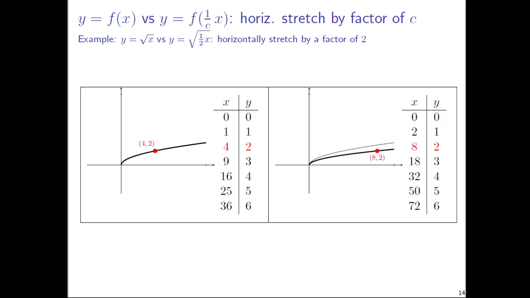Then in the same way, instead of doing x times c, if you do x divided by c, so you have y equals f of x versus y equals f of (1 over c times x), this should be a horizontal stretch by a factor of c. So for example, y equals root x versus y equals root of (a half x). The picture stretches out horizontally. So the point 4, 2, by stretching horizontally, is now at 8, 2. The x coordinate is twice as big, but still the same y coordinate, being 2.